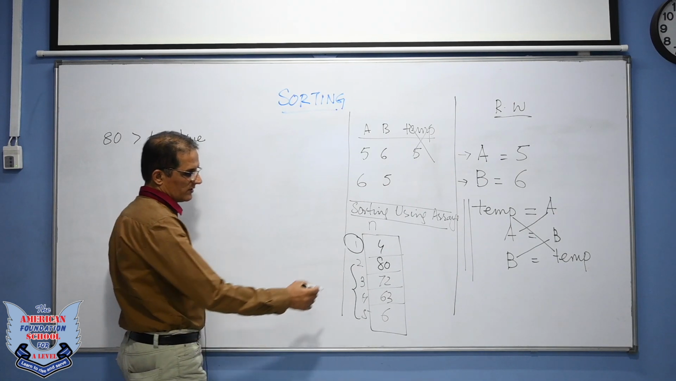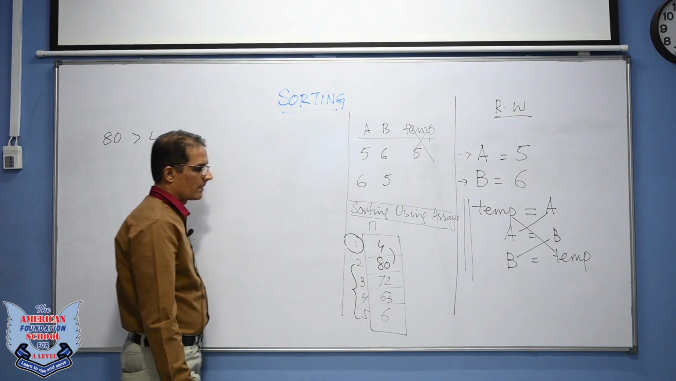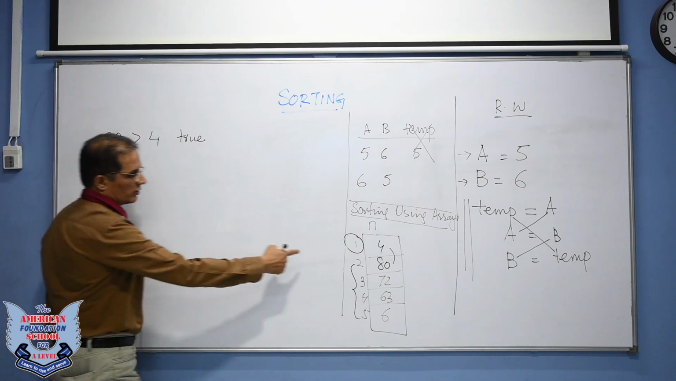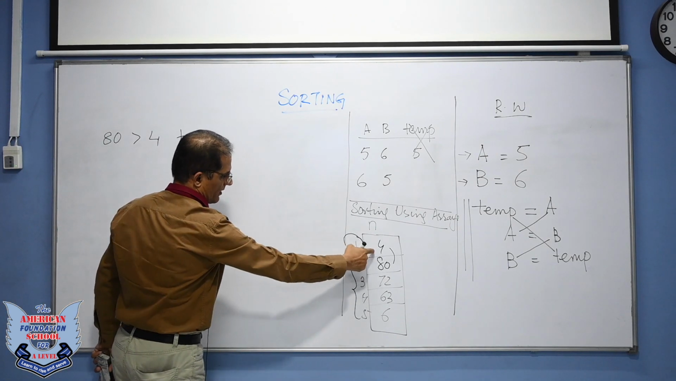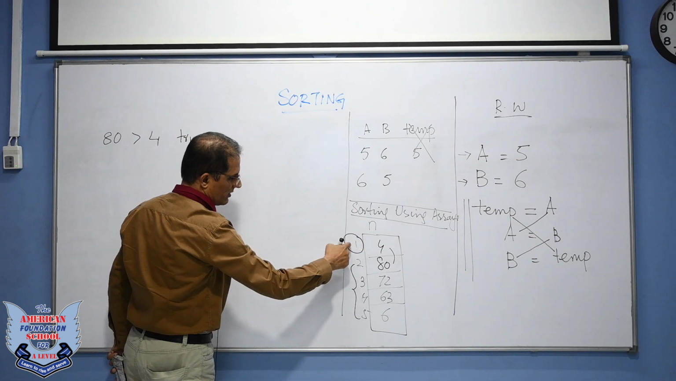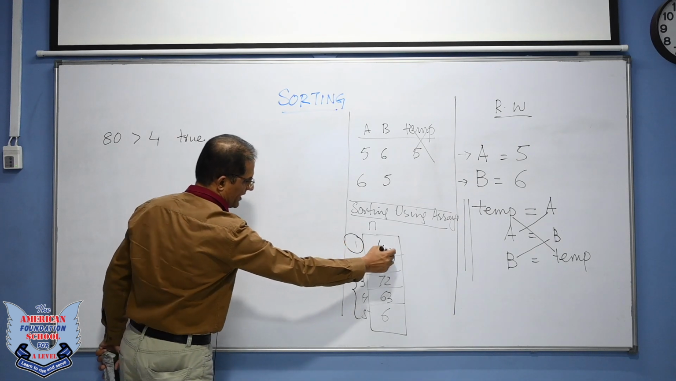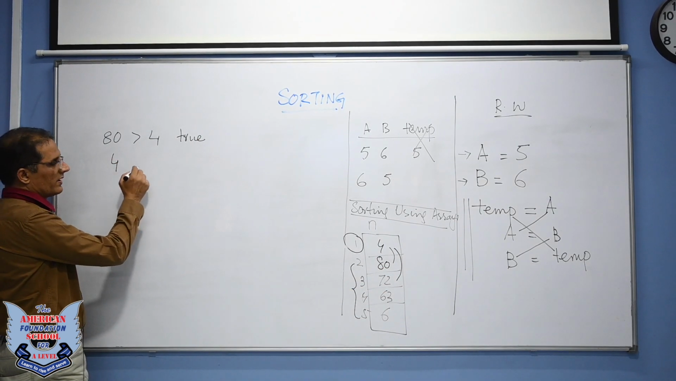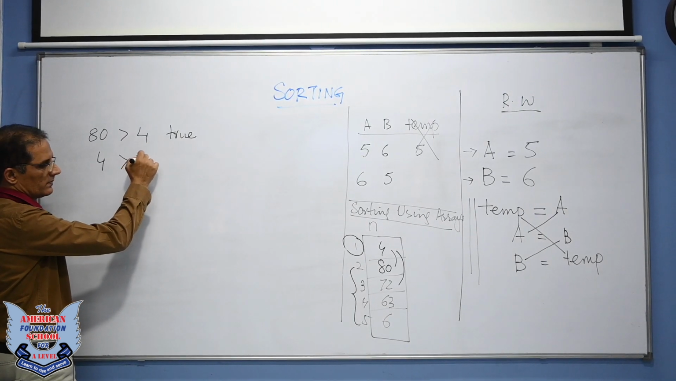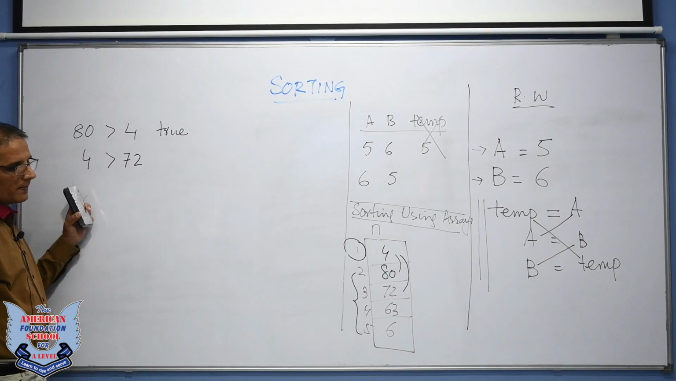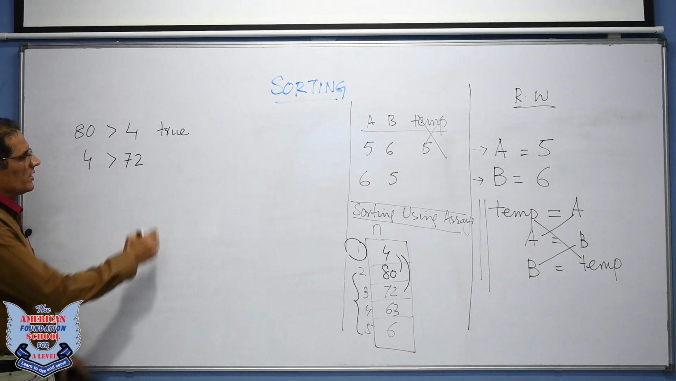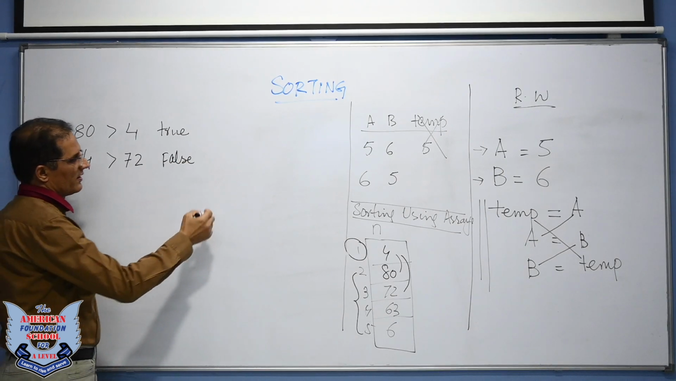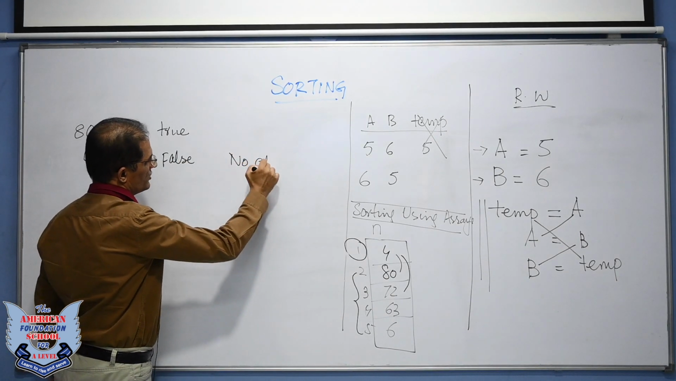So this first comparison was done. And then we'll compare the selected location number. As I've said in the beginning, we have chosen the location, so whatever number is there will be compared to the next in turn. That means now we are making the comparison between 4 and 72. Is 4 bigger than 72? Your answer is false. No. If your answer is no, false, that means no change would take place.